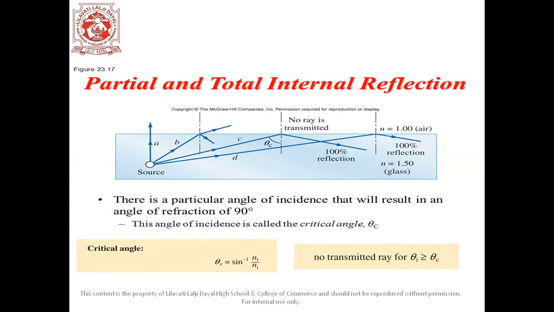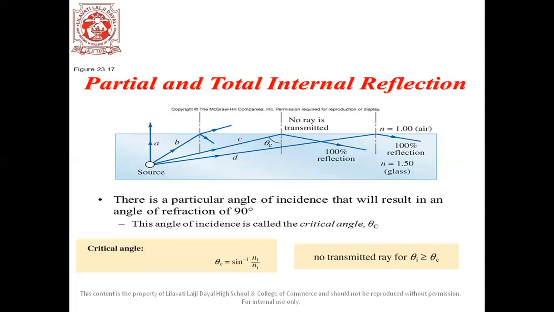When light travels from a denser medium to a rarer medium, the angle of refraction r is greater than the angle of incidence i. The ratio sin i upon sin r is constant, and for a particular value of i, r becomes 90 degrees. This particular angle of incidence is termed as the critical angle, which you can see in the diagram.